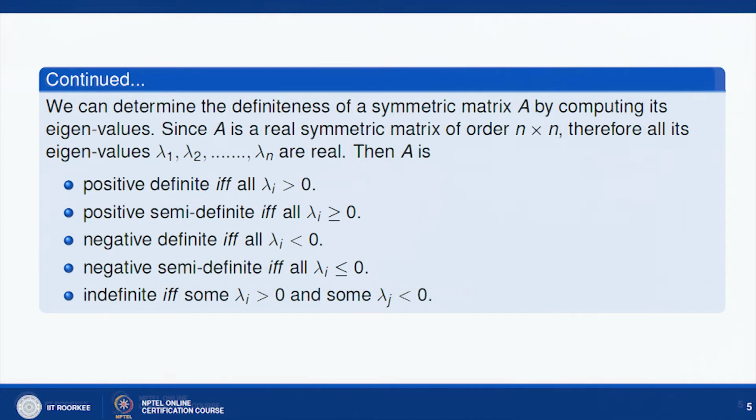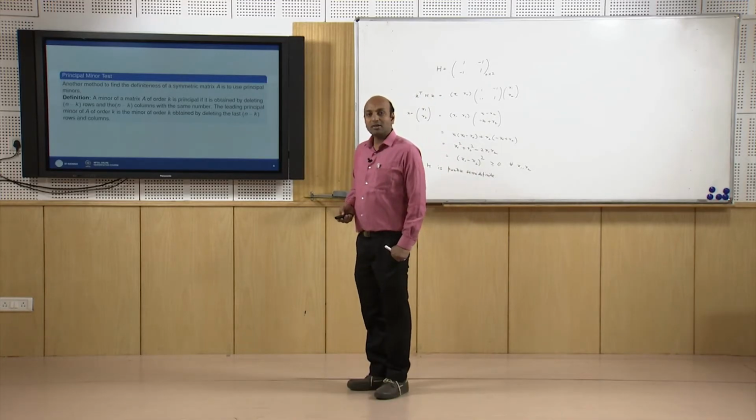Okay, you find all the eigenvalues of the real symmetric matrix A. If all the eigenvalues are strictly greater than 0, then we say that it is positive definite. Positive semi definite if and only if all eigenvalues are greater than or equal to 0. Negative definite if and only if all eigenvalues are strictly less than 0. Negative semi definite if and only if all lambda i's are less than or equal to 0, and indefinite if and only if some lambda i are greater than 0 and some lambda j's are less than 0.